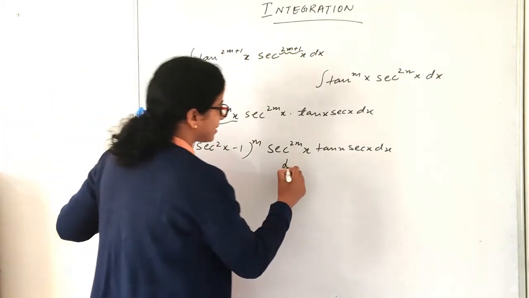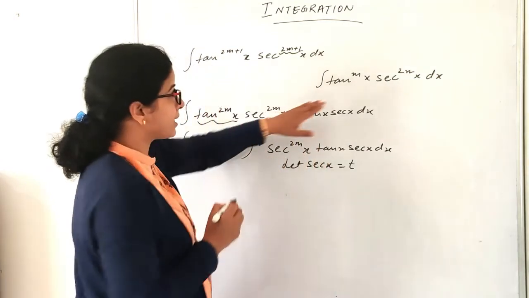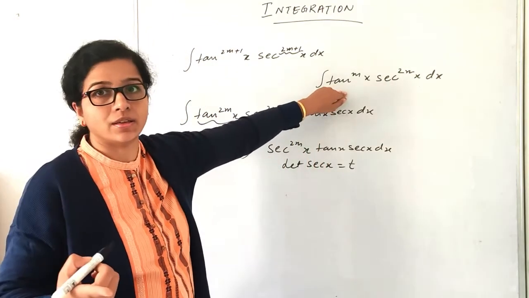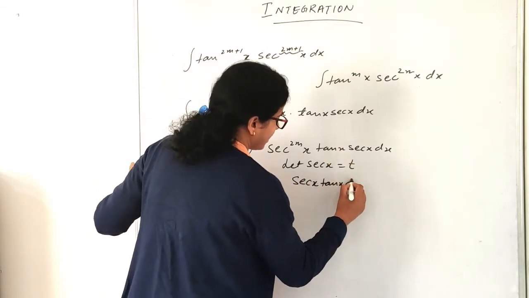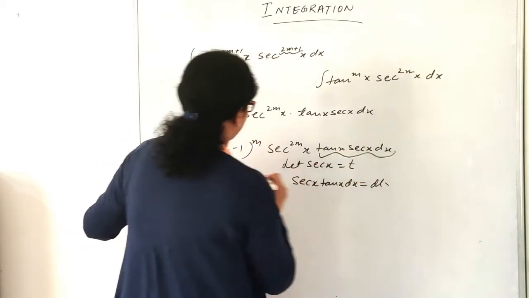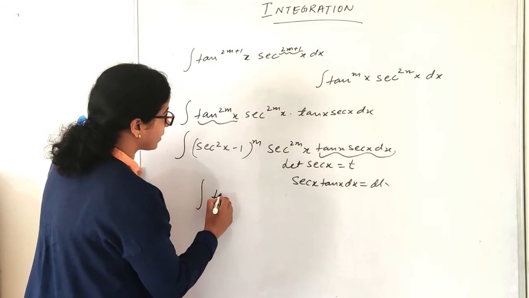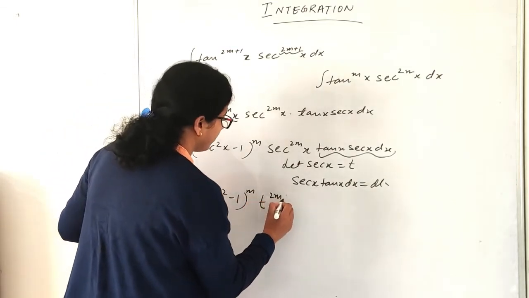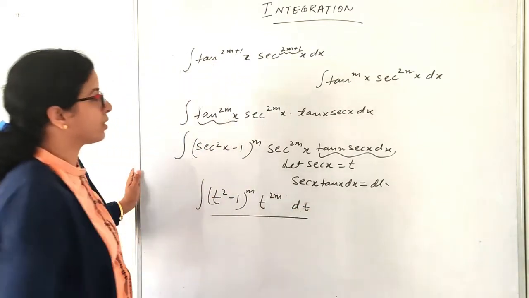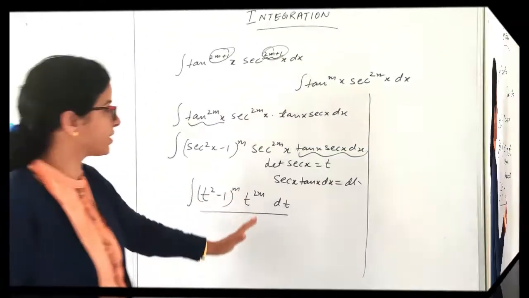We will let sec x be t. In the previous case I let tan x be t, right? And then sec x tan x dx is equal to dt. So it will become (t^2 - 1)^m t^(2m) dt. We can solve this type of integral. So now let us take an example.